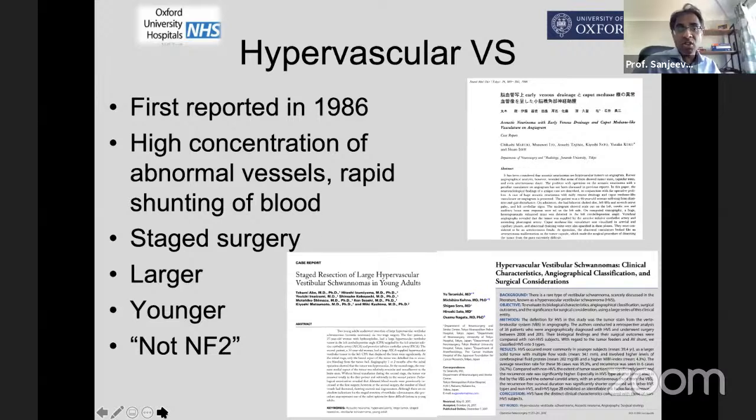They tend to be quite large tumors. They tend to be in younger patients. In my small experience, I don't think they're related to NF2. We're a large NF2 center here in Oxford, and I don't believe that these are actually NF2 related. They tend to be solitary vestibular schwannomas in young patients.